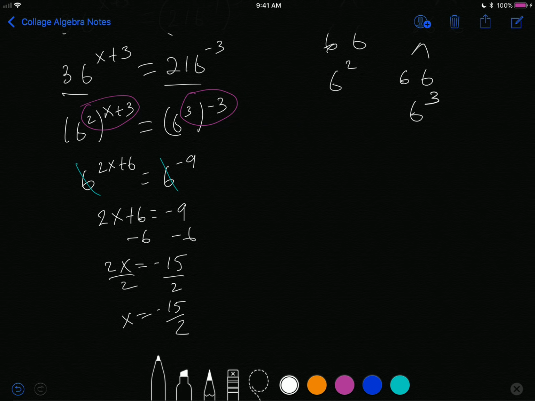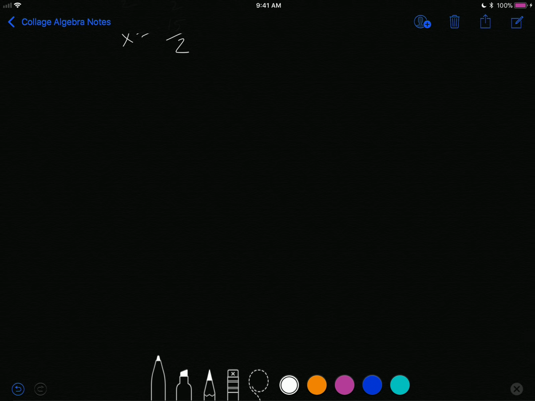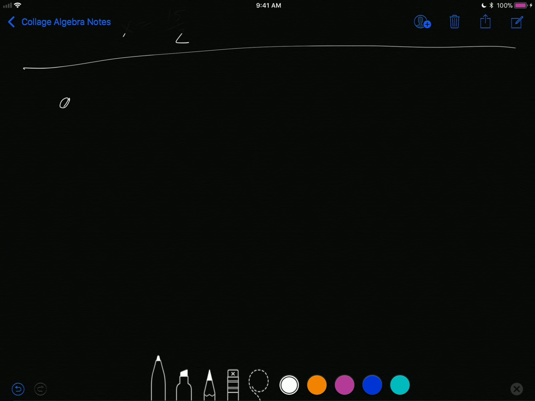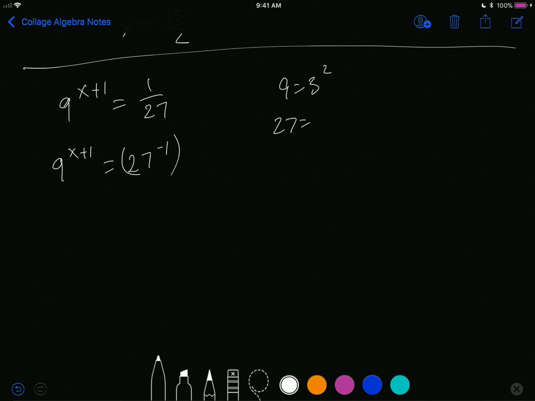So far so good. Well, let's try again. Let's say I have 9 raised to the x plus 1 is equal to 1 over 27. Do I have a fraction? Yes, I do. 9^(x+1) is equal to 27 to the negative 1 power. Well, 9 is equal to 3 squared. 27 is equal to 3 cubed. And so this is 3 squared raised to the x plus 1 is equal to 3 cubed raised to the negative 1 power.